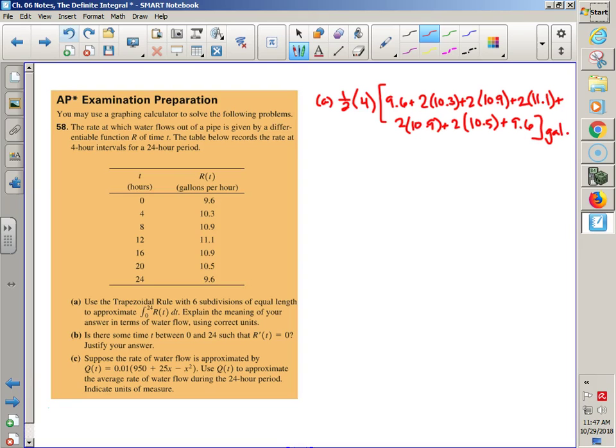Because this is approximating an integral. An integral taking a rate of gallons per hour is going back to some sort of change in gallons. Hey, we're supposed to explain the meaning. So couldn't we thus say that the amount of water kind of displaced, I don't know if that's the best word for it, out of the pipe, you're welcome.